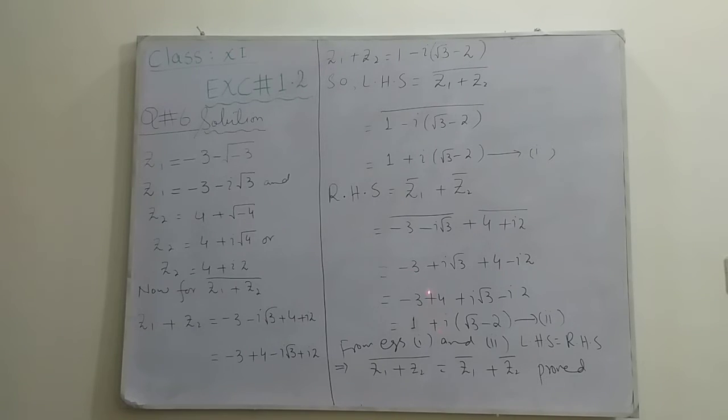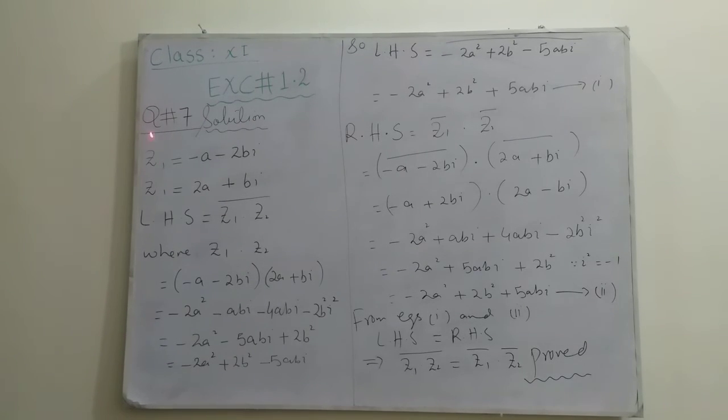Now writing real with real, we have minus 3 plus 4, and imaginary with imaginary, we have iota square root 3 minus iota 2. Taking iota common, we have iota (under root 3 minus 2). Now you can see from equation first and second, 1 plus iota (square root 3 minus 2) is the same on both sides. So from equation number first and second, left hand side is equal to right hand side, which implies (z1 plus z2) whole conjugate is equal to z1 conjugate plus z2 conjugate.